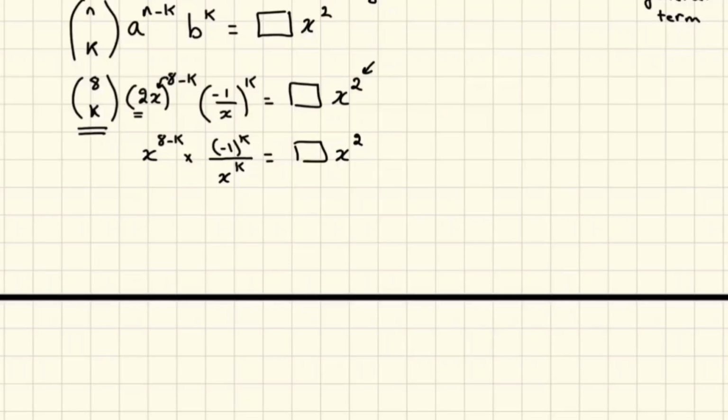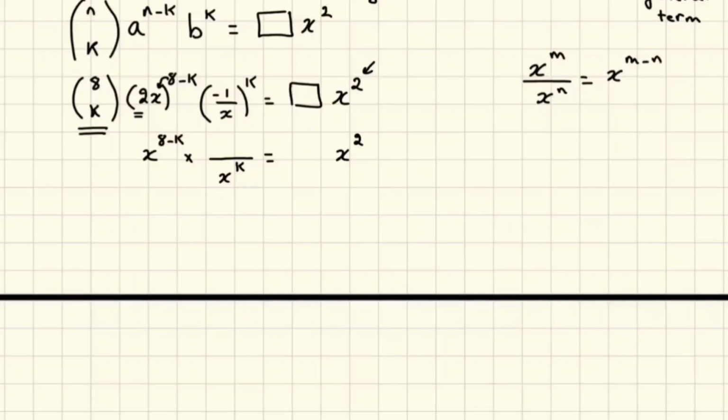Now I'm going to ignore this box, which is the coefficient. I will ignore this part because I'm looking only for x. You should remember the rule: x exponent m over x exponent n. Whenever we have x in the numerator and x in the denominator, what we need to do is subtract the exponents. So it will be x exponent m minus n.